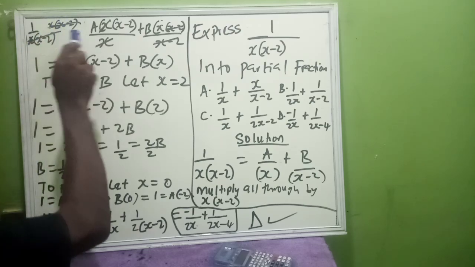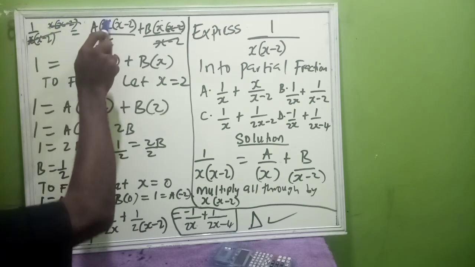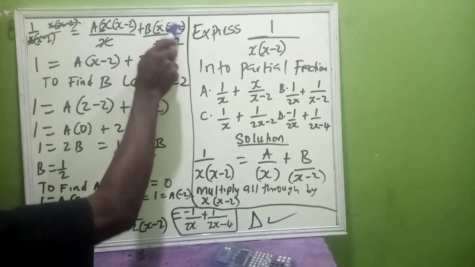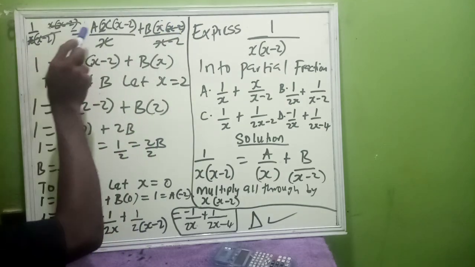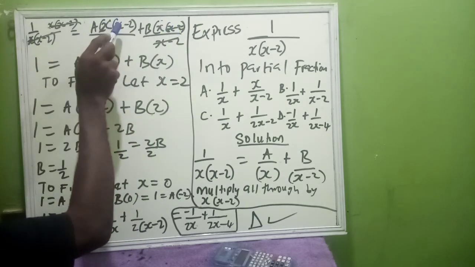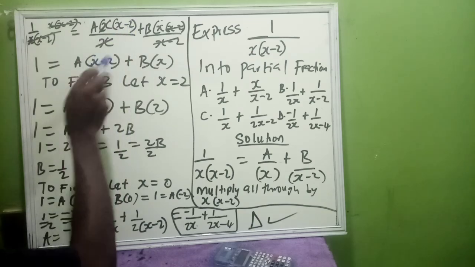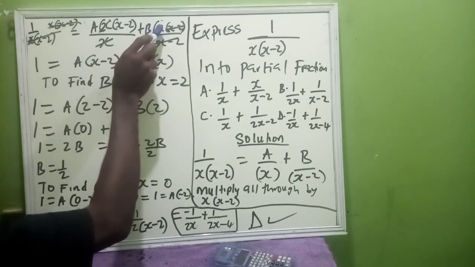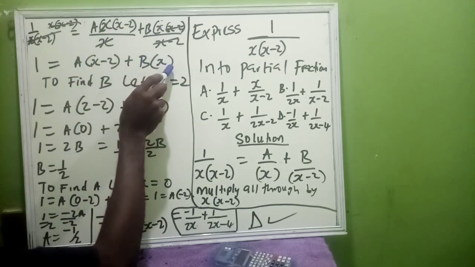So in doing that, when I multiply all through, I have 1. The x minus 2 and x will cancel each other. I multiply, this x will cancel this x, this will cancel this. I'm left with only 1. Then I'm left with only B and x minus 2. That's what I have here. I'm left with only B and x. That's what I have: A open bracket x minus 2 plus B open bracket x.